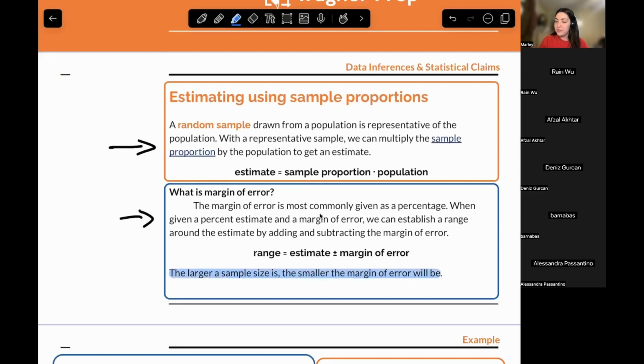The larger a sample is, the smaller the margin of error will be because we're sampling more people. So the way the calculation works, it's basically saying if we sample more people, our margin of error will be smaller.